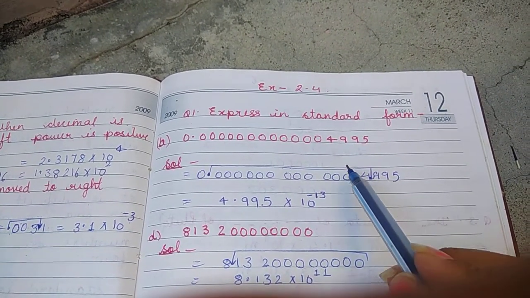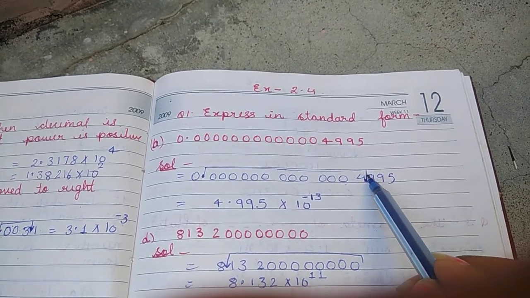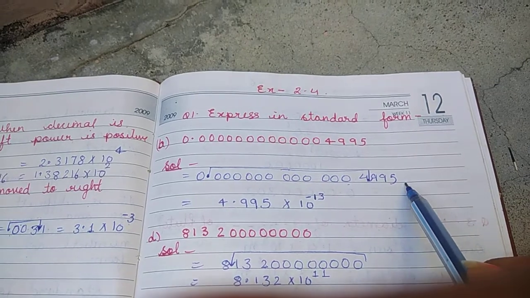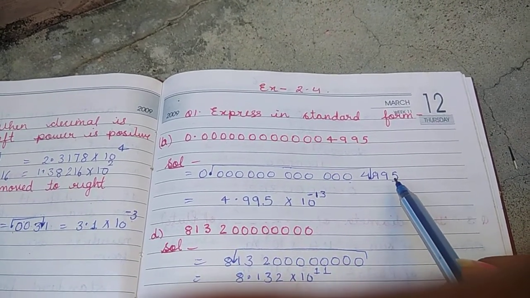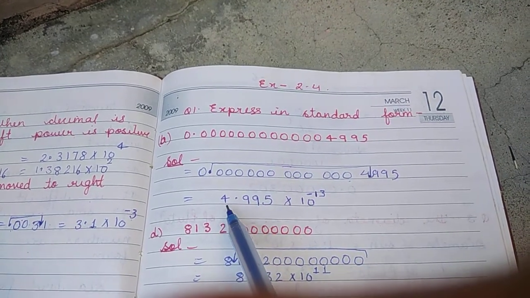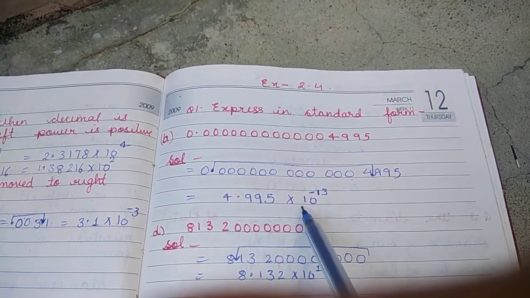So where will we place it? We'll place the decimal between 4 and 9. So the number will become 4.995. This number is between 1 and 10. So we'll place it between 4 and 9, and the number will become 4.995 into 10 raised to the power.